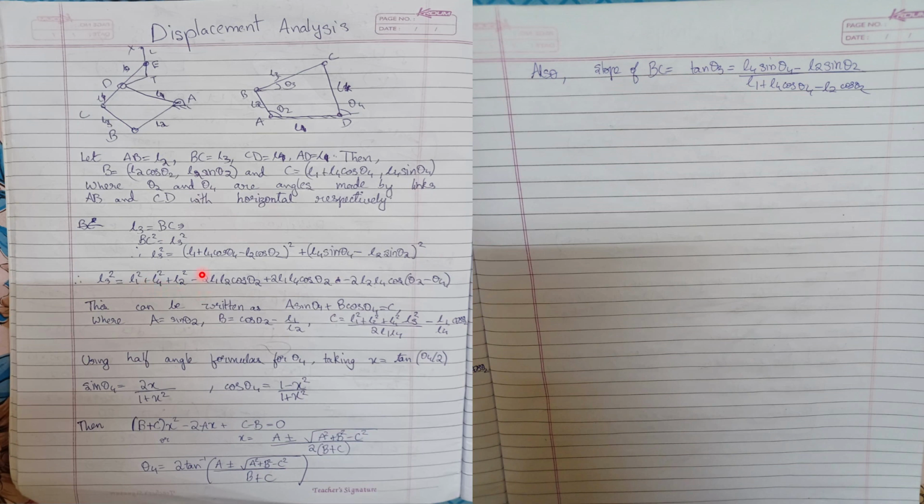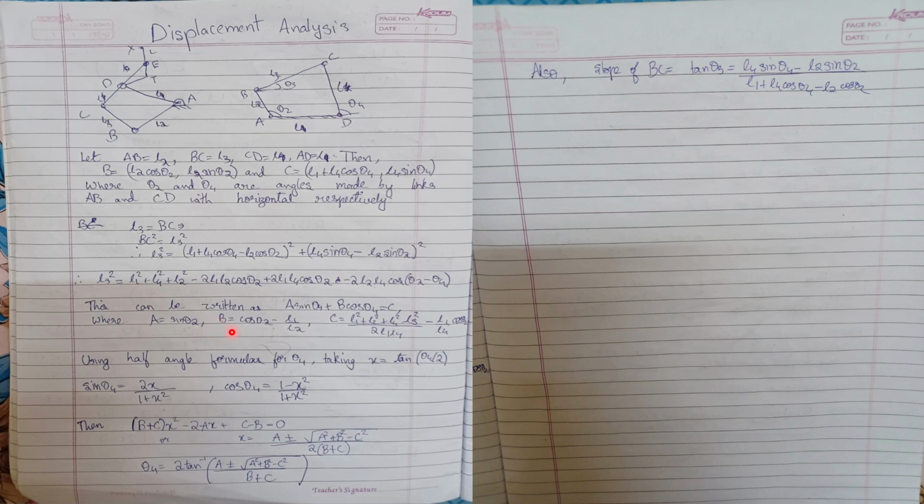Now, this expression upon expanding the right hand side can be simplified and written as A sin theta 4 plus B cos theta 4 is equal to C, where A, B and C are all functions of theta 2. So, what we are effectively trying to do is obtain theta 4 in terms of theta 2, because that will help us while doing the simulations.